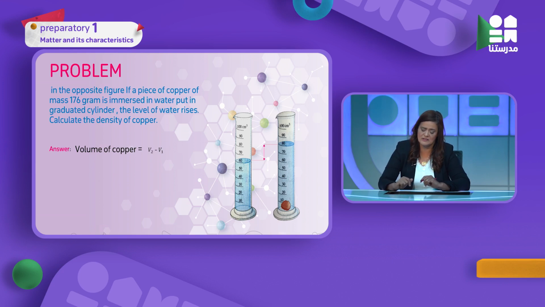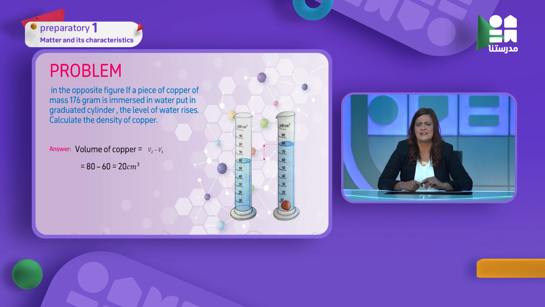طب which one is V1? V1 is 60 centimeter cube. So 80 minus 60 equal 20 centimeter cube. So here I bring the volume of copper. He wants what? He wants the density of copper. طب I should do what?